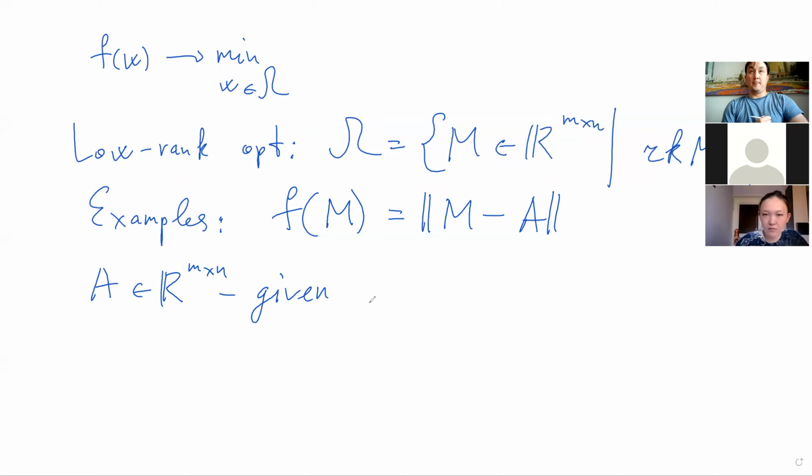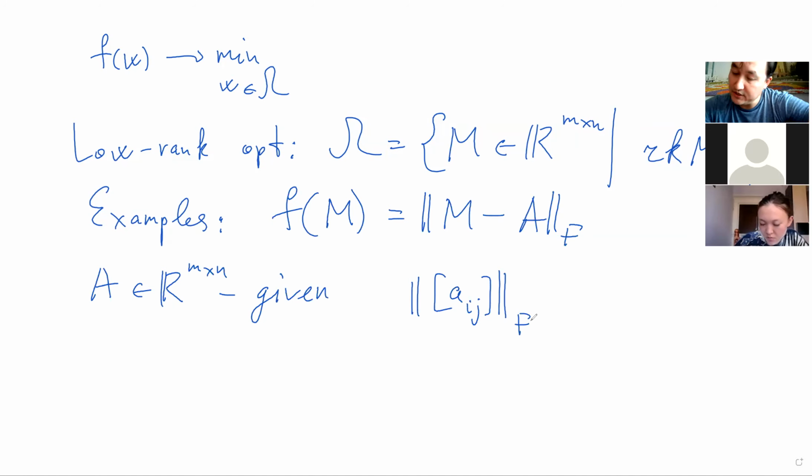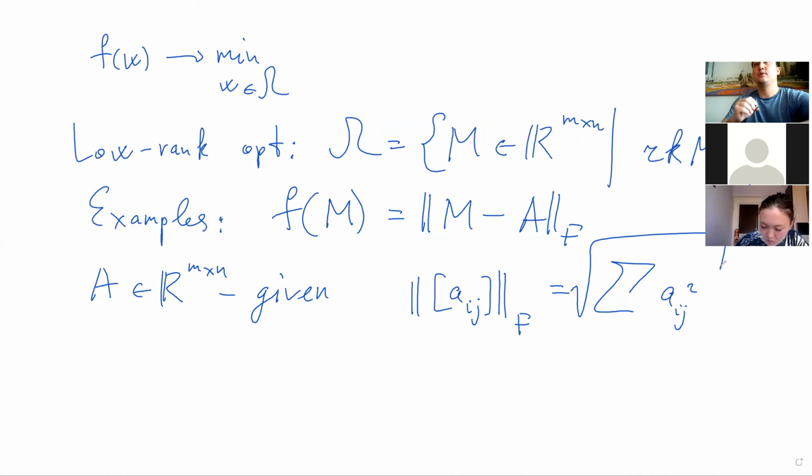And we can measure the distance between matrix M and matrix A. Typically we measure it in terms of the Frobenius norm. Let me remind you what the Frobenius norm of a matrix is. When you are given some matrix A_ij, the Frobenius norm of that matrix is the square root of the sum of squares of its entries.